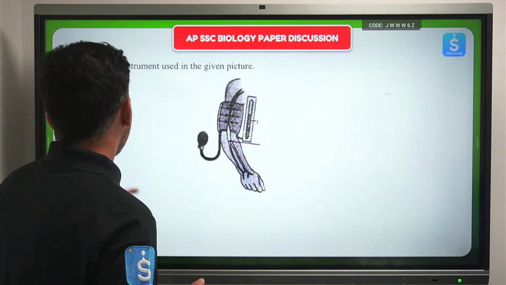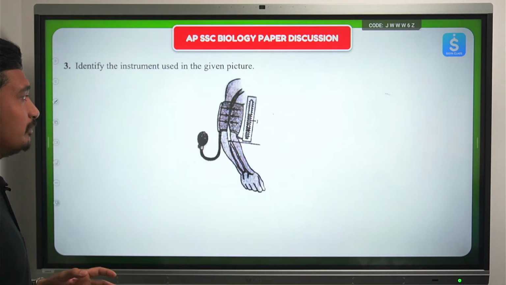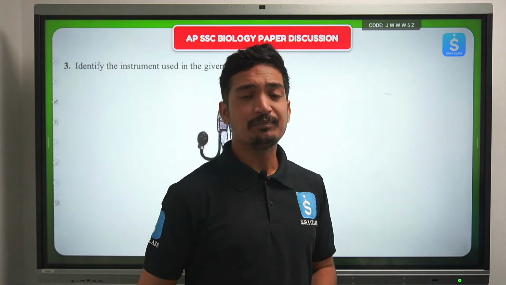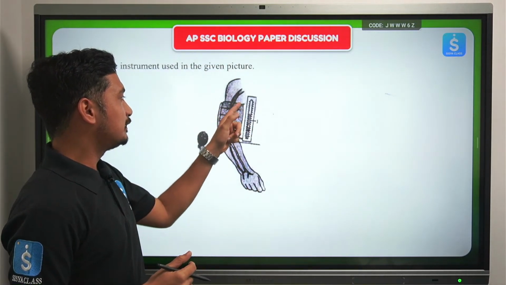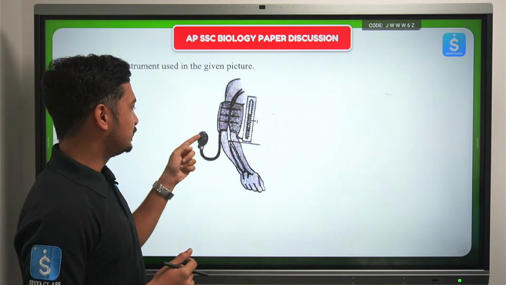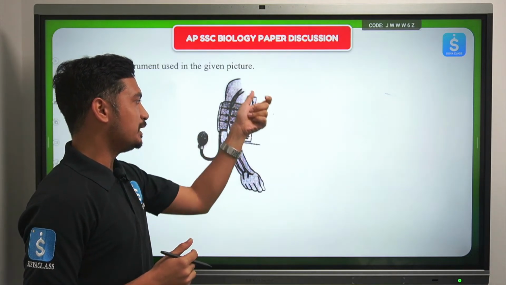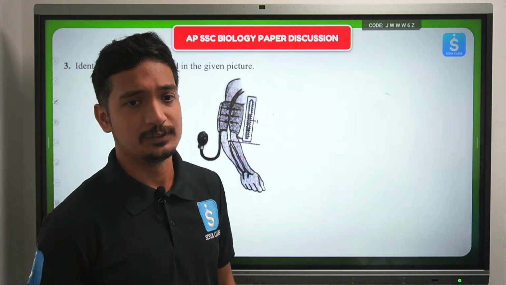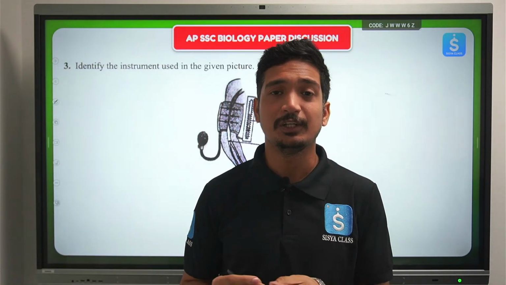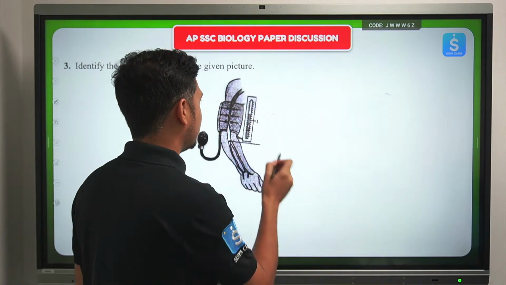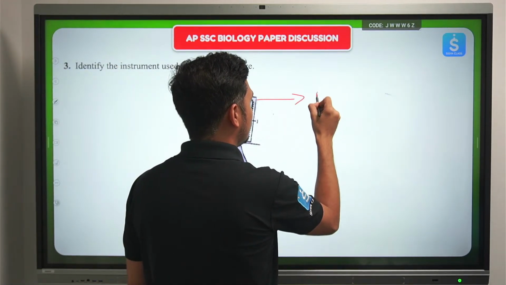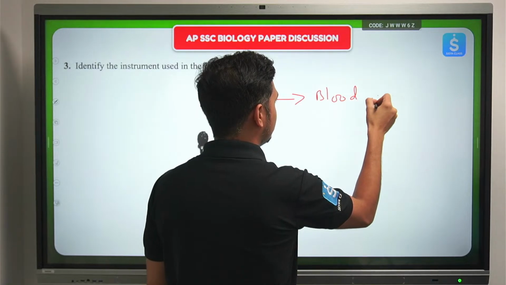The next thing over here: identify the instrument used in the given picture. If you look at this picture, you will see that the arm is wrapped with a band, and then there is a balloon-like structure, and then we have a meter which can be considered as a gauge also. This is usually used to determine the blood pressure.